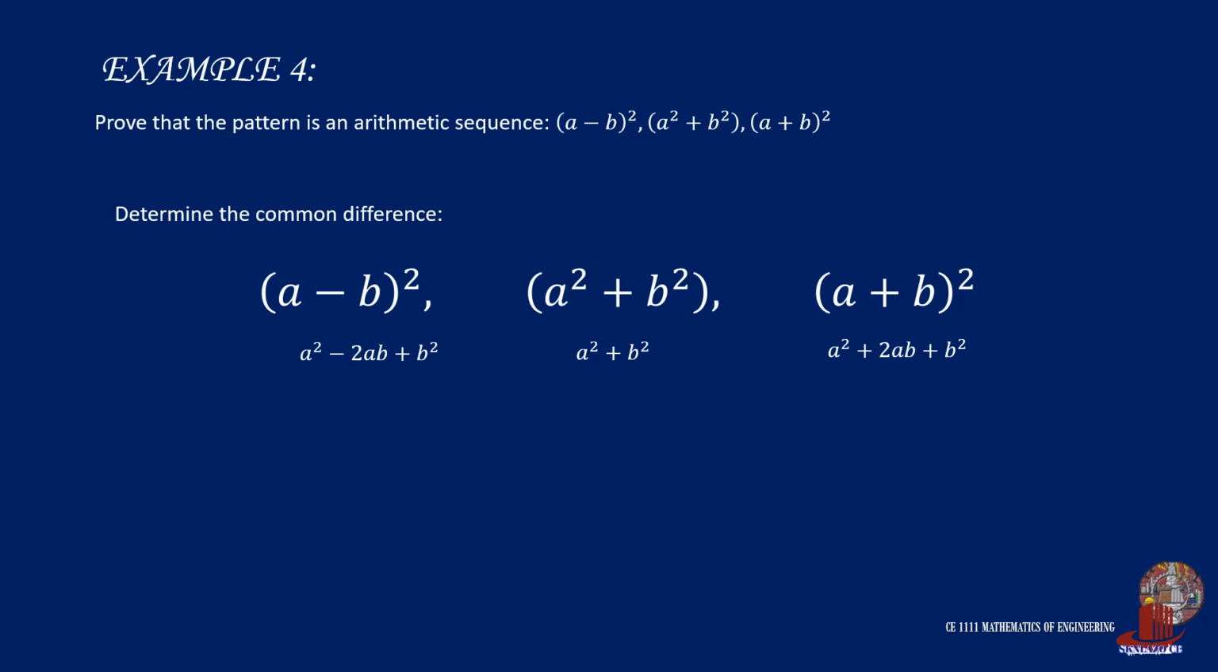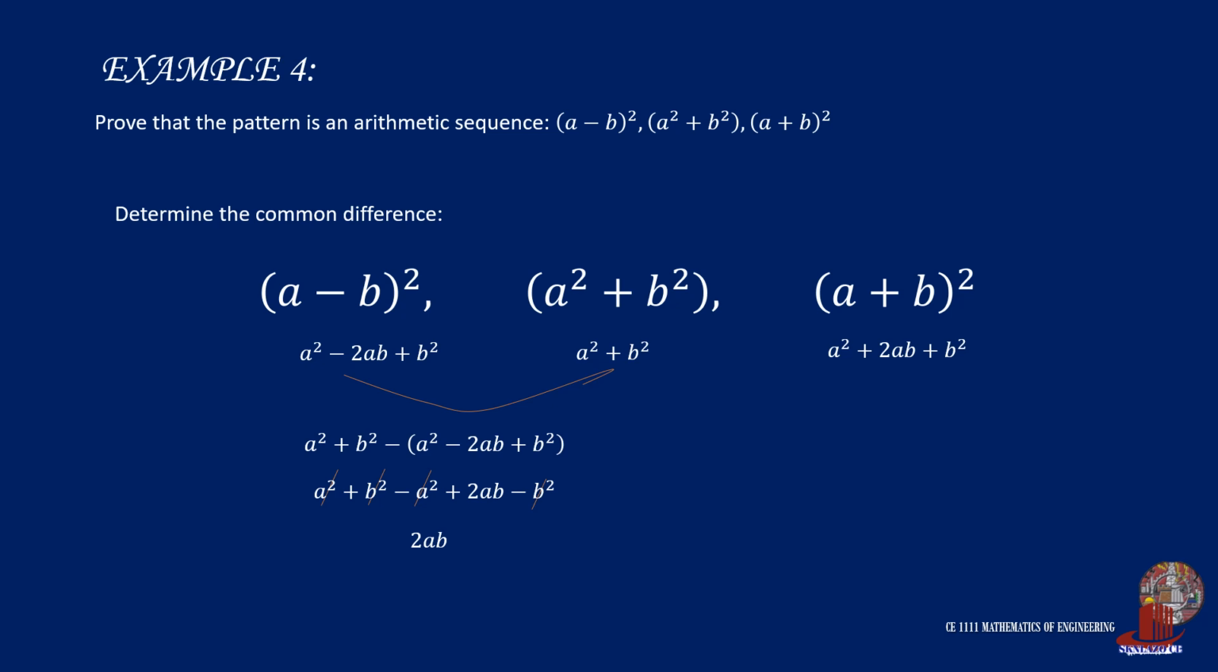Now we can determine their difference and check if it is indeed common. So starting from the first two terms, we subtract the quantity of a squared minus 2ab plus b squared from a squared plus b squared. Simply change signs to eliminate the parentheses to have a squared plus b squared minus a squared plus 2ab minus b squared. So by collecting similar terms, everything boils down to 2ab.